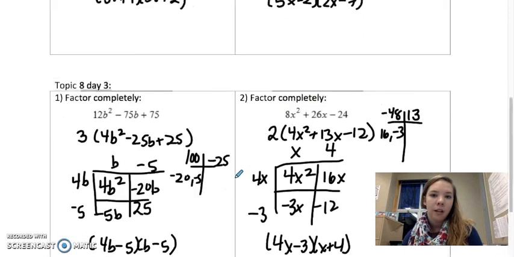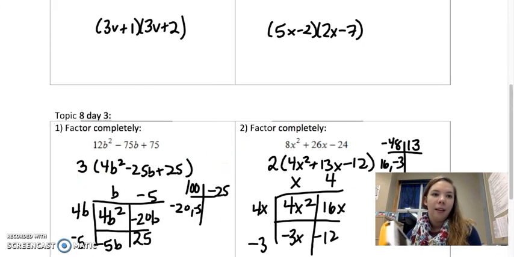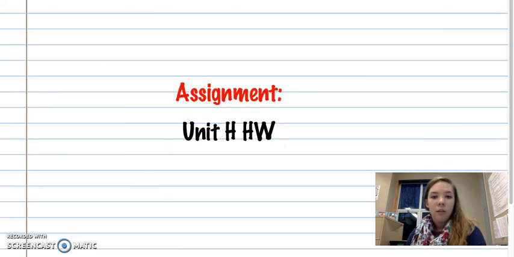All right, and that's it for today. A lot of factoring going on. So your assignment for the rest of class is to work on the Unit H yellow pages in this same book.